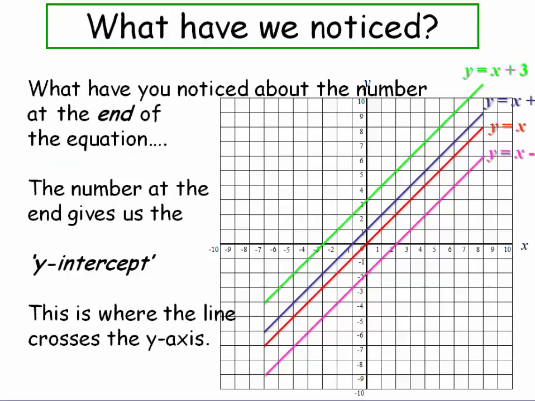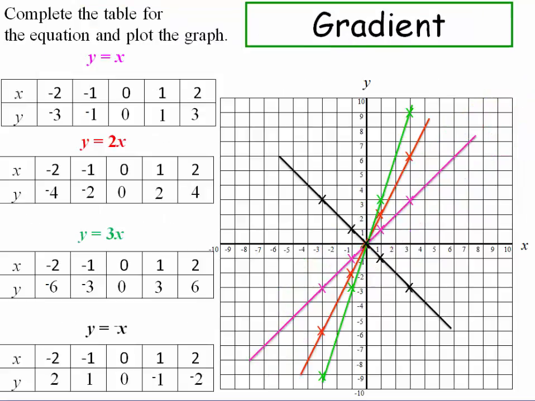So the number at the end of the equation gives us the y-intercept on the graph, and the number in front of x gives us the gradient m.